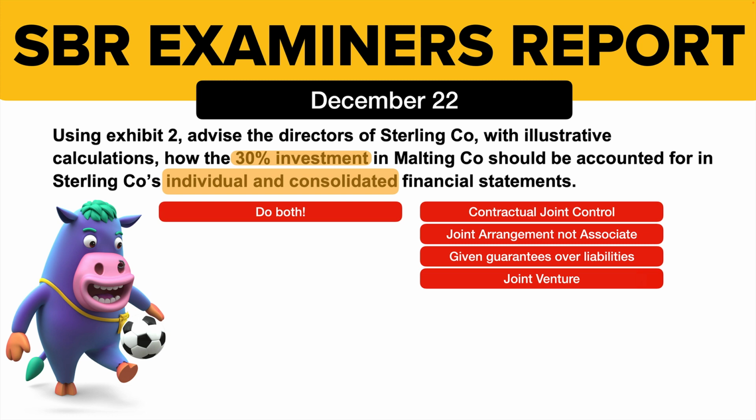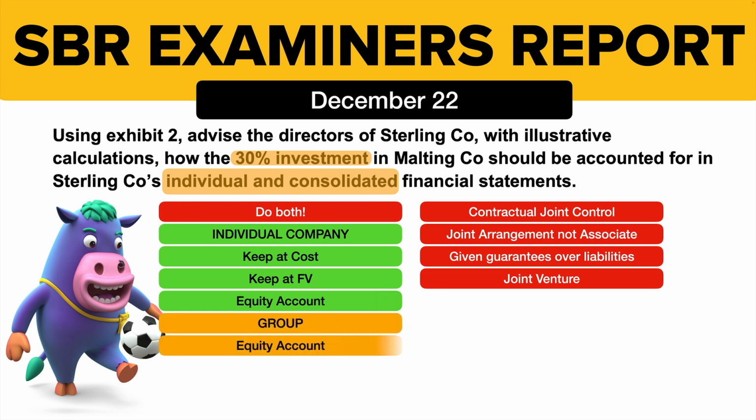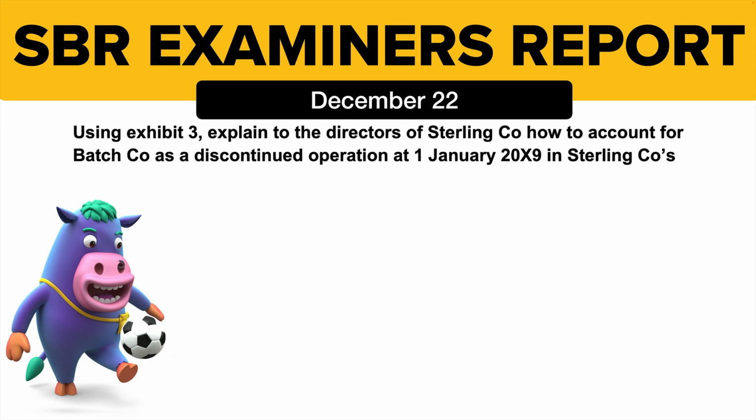Okay, straightforward, nothing difficult. In the individual accounts, like in any individual accounts and any investment that we have, you could just keep it at cost or you could keep it at fair value. And because it's a 30%, you could also equity account for it in your individual company as well. In the group accounts, though, because it's a joint venture, you equity account for it. As simple as that.